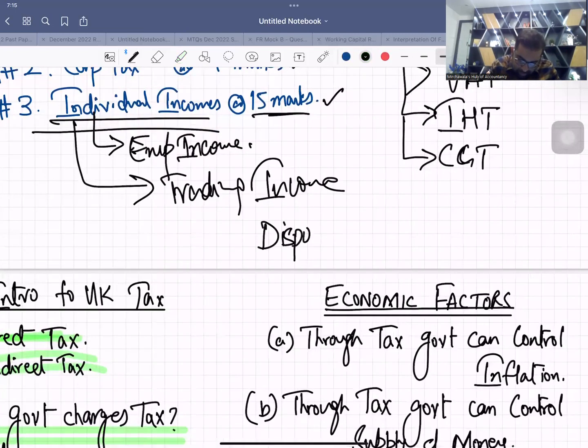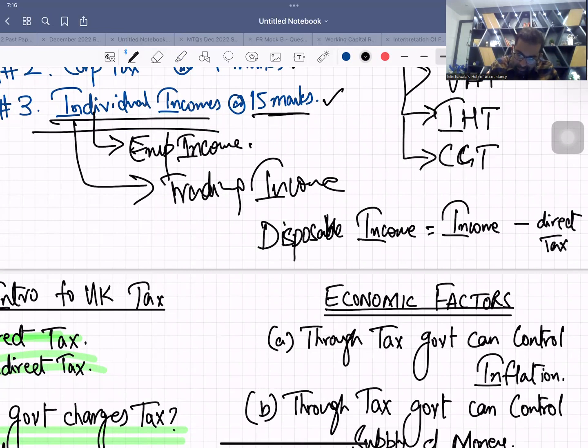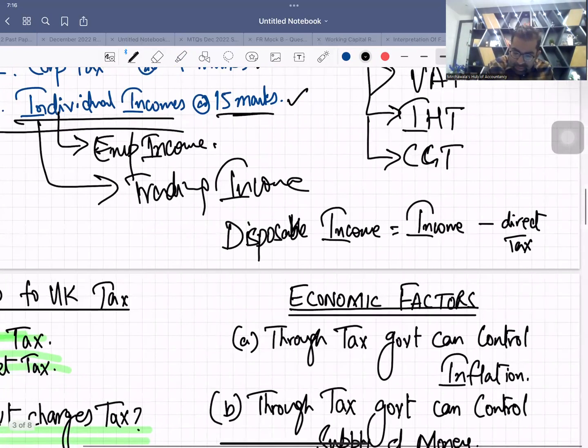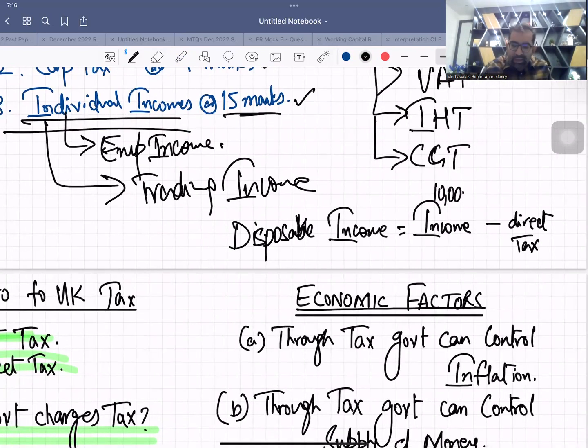Disposable income is equal to income less direct taxes. Now take a basic example. For example, there is a guy who's doing a job, and his gross income is 10,000. Right now on this employment income, he's paying direct tax of 2,000, right?